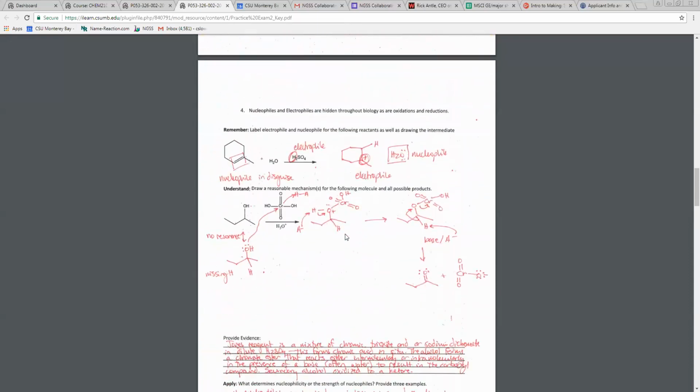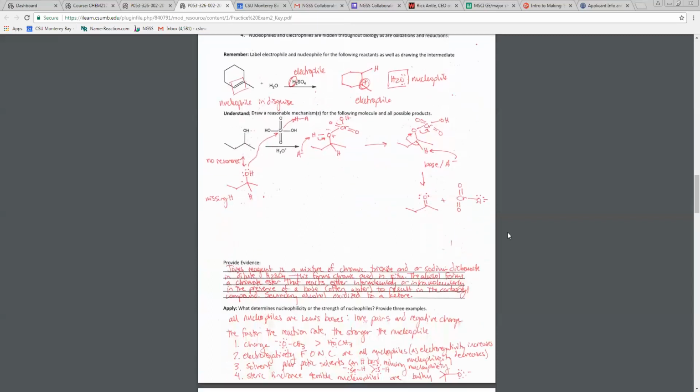Label the electrophile and the nucleophile for the following reactions, as well as drawing the intermediate. So we have a nucleophile in disguise. We have our electrophile. And note again, we're going to generate a carbocation, which is our electrophile, and then water in this case is our nucleophile.